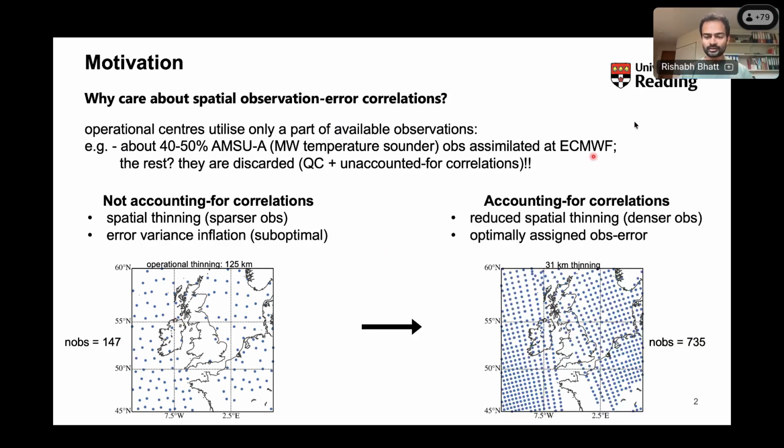Whereas if you account for the correlations, you have a denser assimilation of observations, so you can use more of them. This is for the 31 kilometer thinning, essentially using all of the observations. In that case, you also no longer treat these observations as independent sources of information, because you're accounting for the correlations, so you are able to optimally assign the observation error variances. The result is a 5-fold increase in the observation density, at least here.